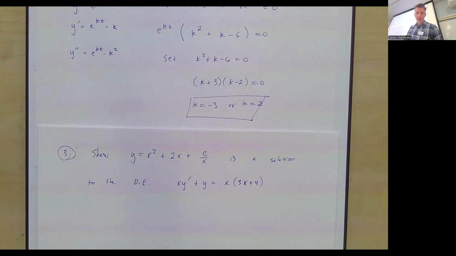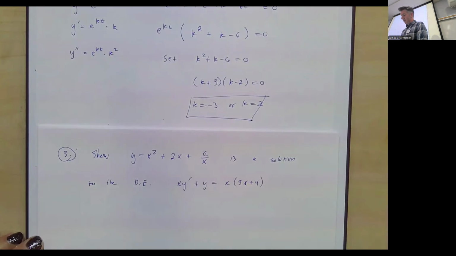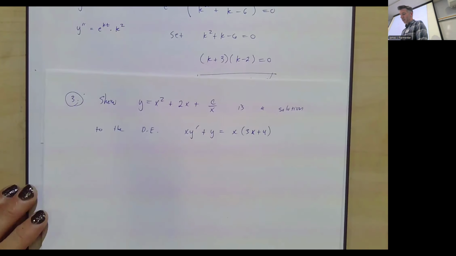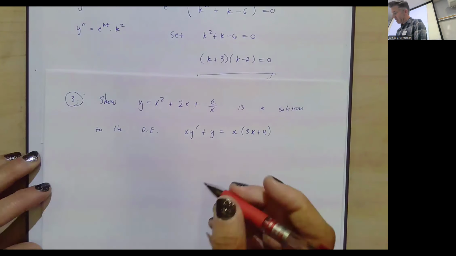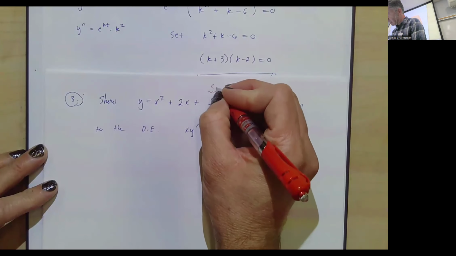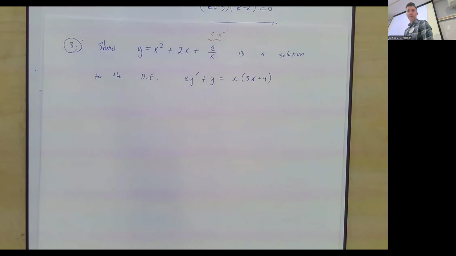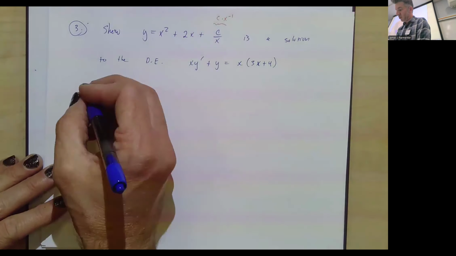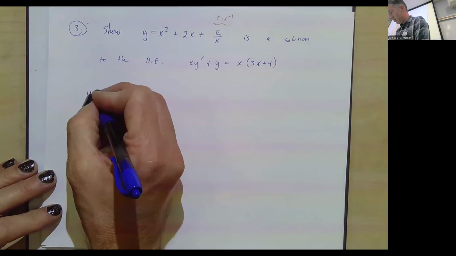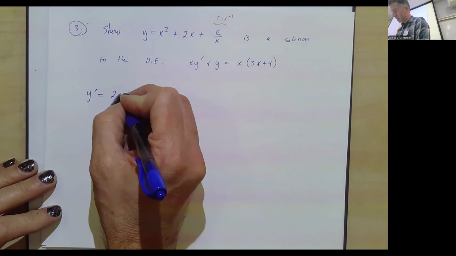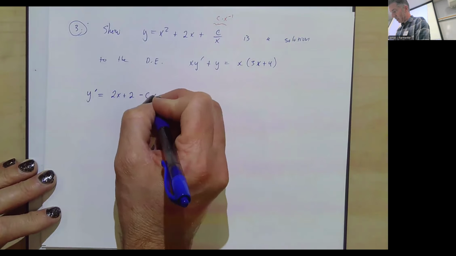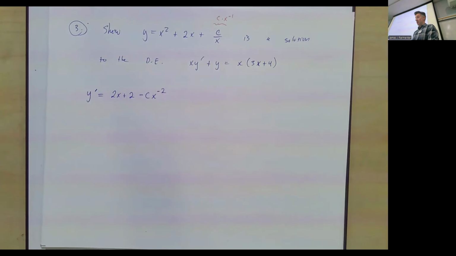Okay. All right. Same process. Start by finding whatever you need. So let's say I have my function y and I have the derivative of y. So I need to find the derivative of y. I would probably have preferred to have written c over x as c times x to the negative 1. So let's see here. Y, I don't need to write y again. Y prime is going to be 2x plus 2 minus c times x to the negative 2. And I'm going to throw everything in.